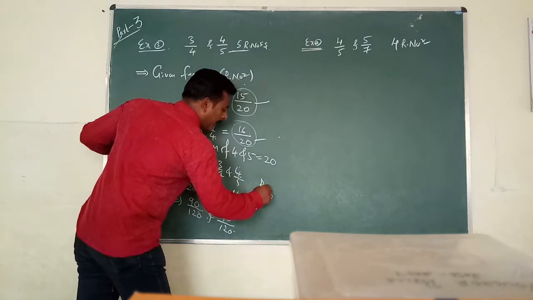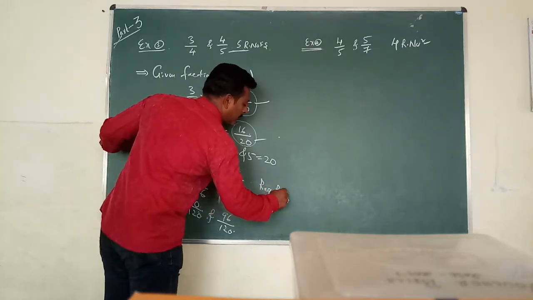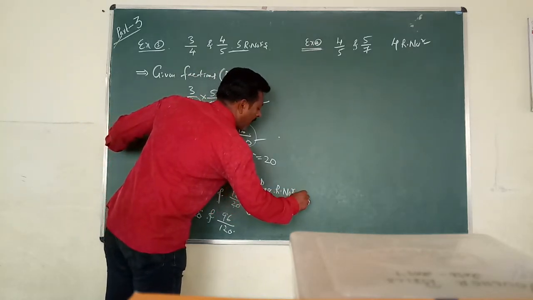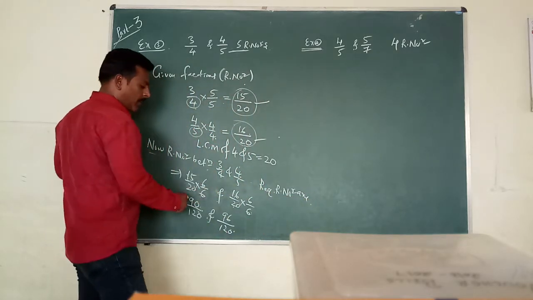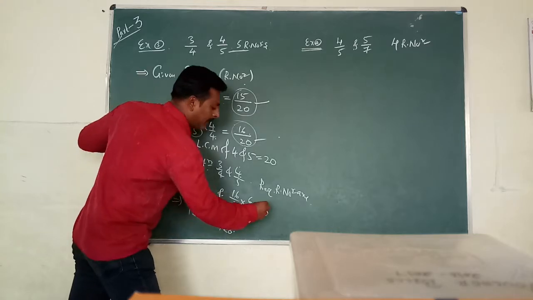Therefore, the required rational numbers are greater than 90 and less than 96. So what is the next number after 90?